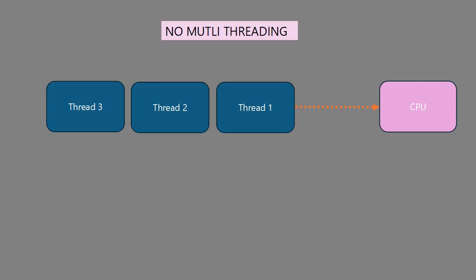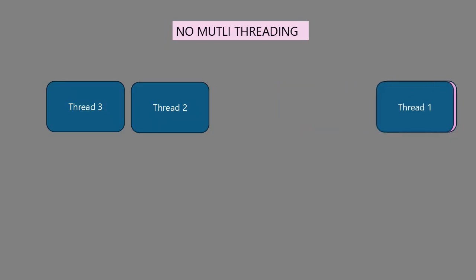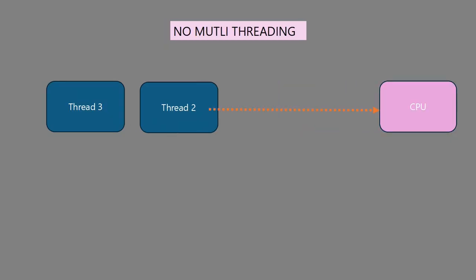Consider a non-threading application with 3 threads. Each of the threads is handled by the CPU in a sequential manner. That is, after completion of one thread, the other will run.